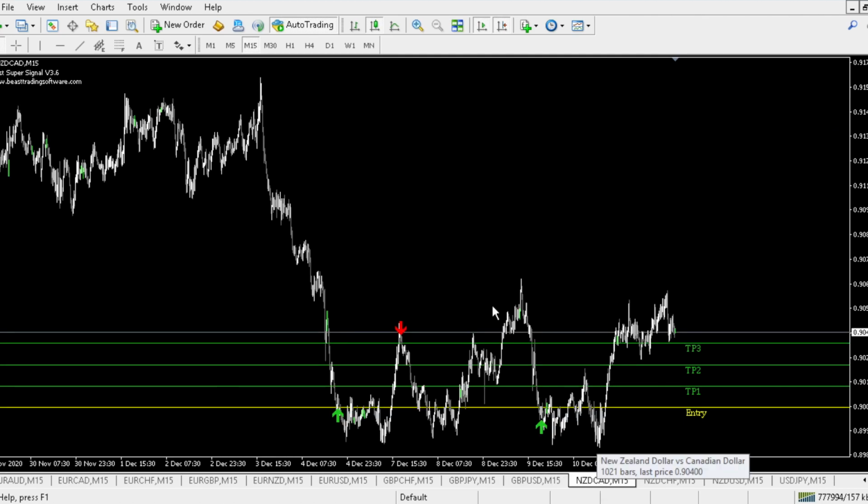Moving on to the New Zealand dollar and Canadian dollar. Not many signals this week on this pair, but we did catch a buy signal here, which turned into a profit. A good sell signal here, which was a profit, and then another buy, which was a profit.